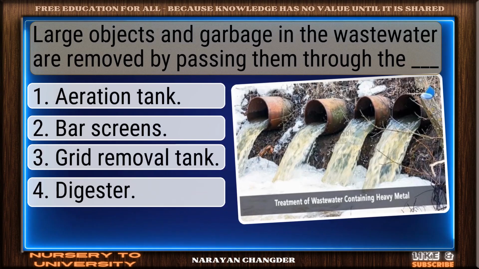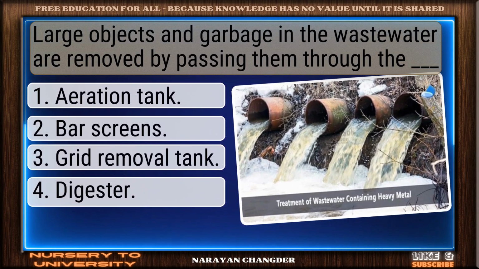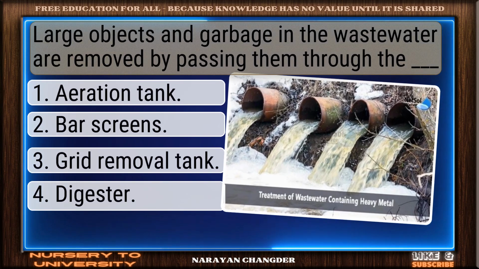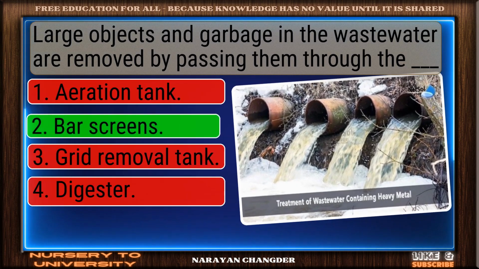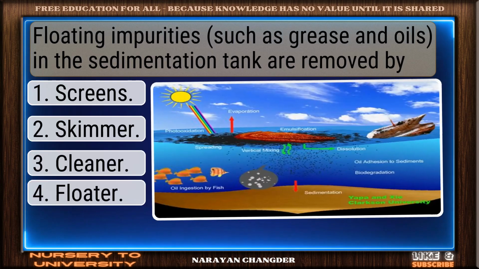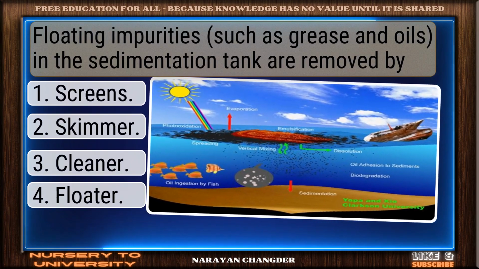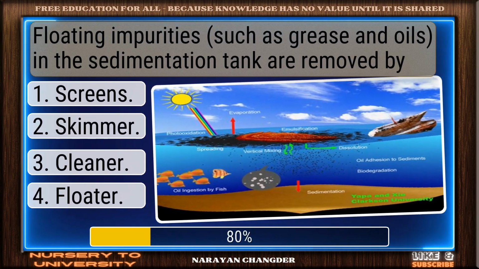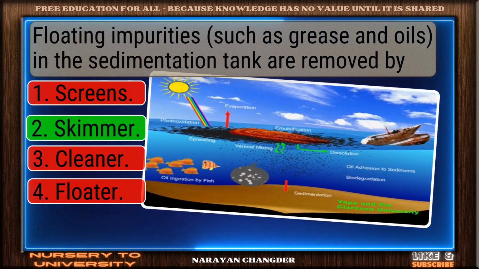Question number 25. Large objects and garbage in the wastewater are removed by passing them through the dash. Perfect. Bar screens is the correct choice. Question number 26. Floating impurities in the sedimentation tank are removed by. You're right. Skimmer is the correct answer.